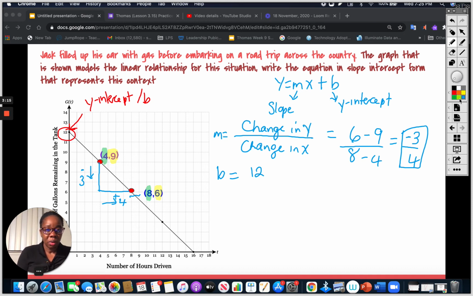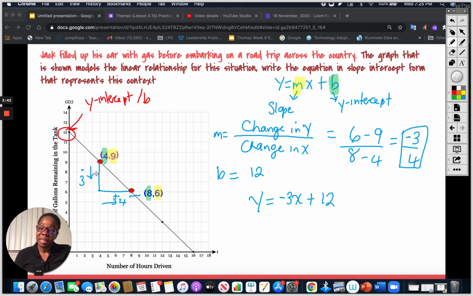We need our m, and we need our b. And once we have both of those things, we can write the equation for the line. So in this case, the equation for the line is going to be y = -3x + 12. And we know it's a plus 12 because it's a positive 12.